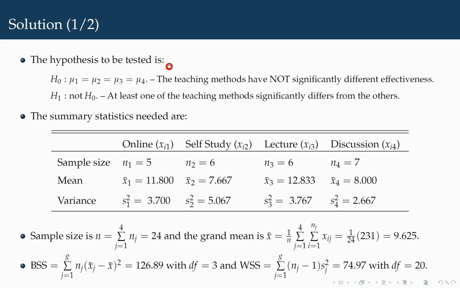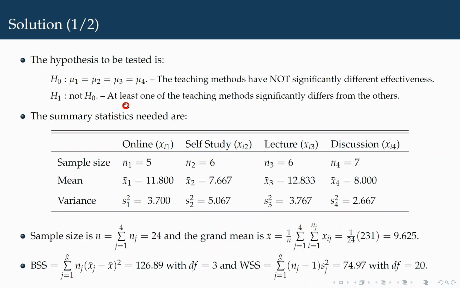So the hypothesis to be tested is mu1 equals mu2 equals mu3 equals mu4. That means the teaching methods are not significantly different, or the teaching methods have not significantly different effectiveness. And the alternative is H1, which is not H0. That means at least one of the teaching methods significantly differs from the others.